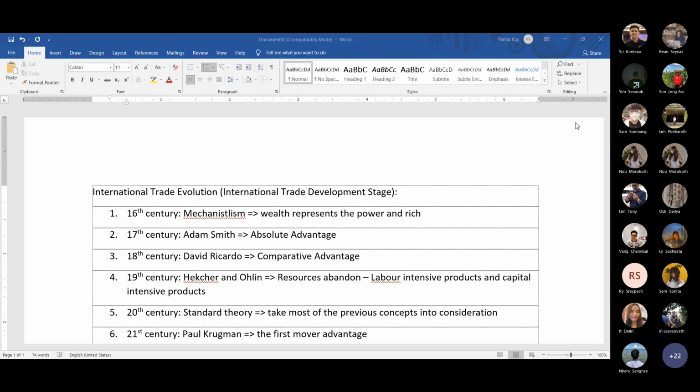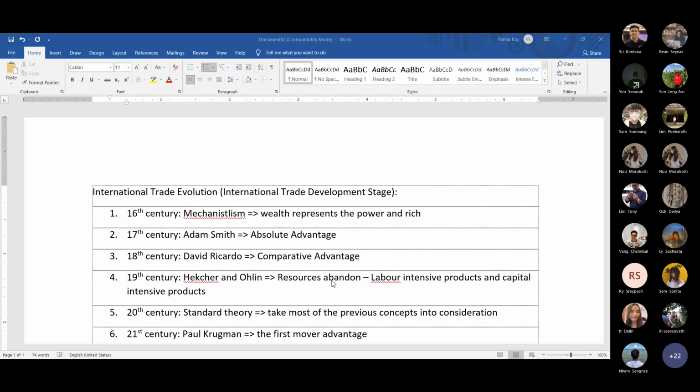Gun means, how can I say that? Need more capital, while the butter just needs more labor. Okay, that's why we need to consider this too. And Heckscher and Ohlin say, if you realize that your country has a lot of labor, you should produce labor intensive products. If your country has a lot of capital, you should produce capital intensive products. Okay, and then do the trade together.